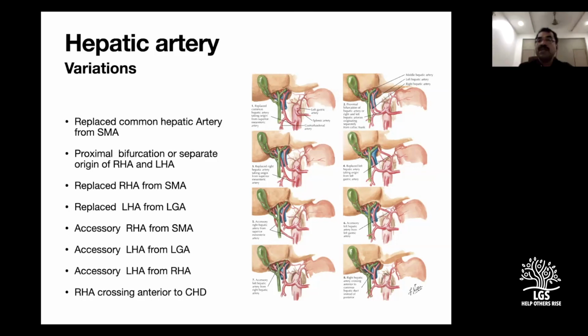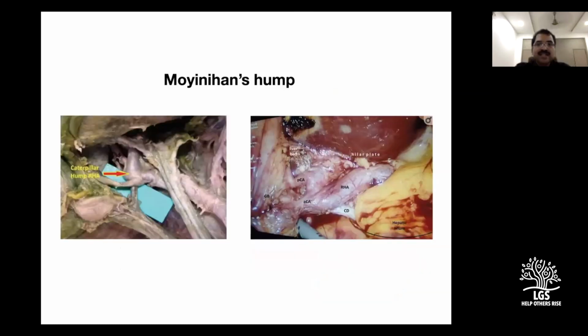And sometimes the right hepatic artery can go much behind the portal vein. That is seen in around 7% of individuals. Another interesting thing is known as Moynihan's hump, which is a caterpillar turn of the right hepatic artery. The important thing is that at this level there is a risk of damage to the hepatic artery, so you have to make sure that there is no damage.